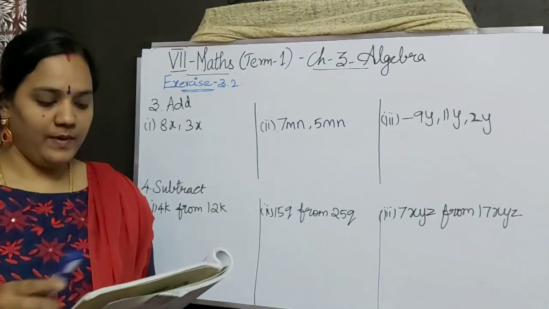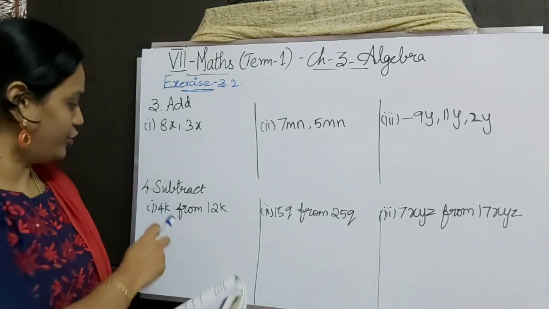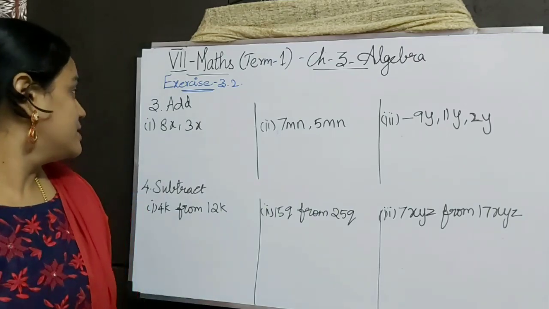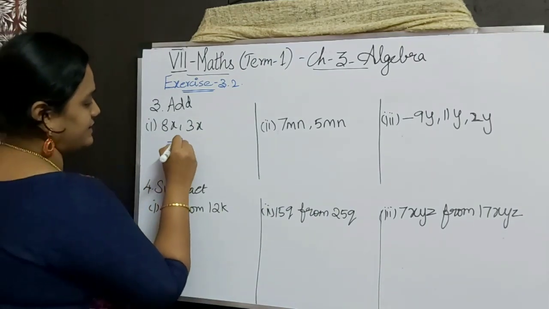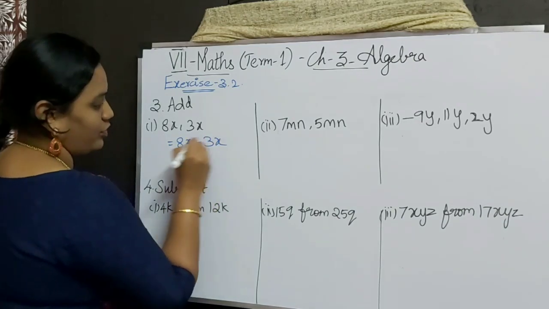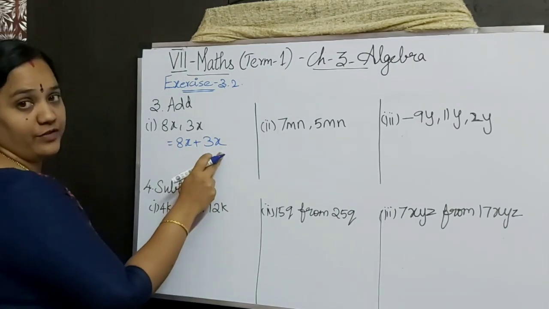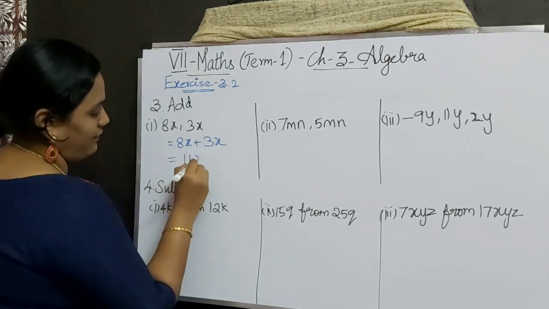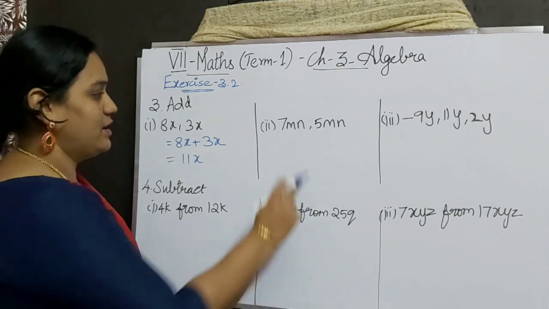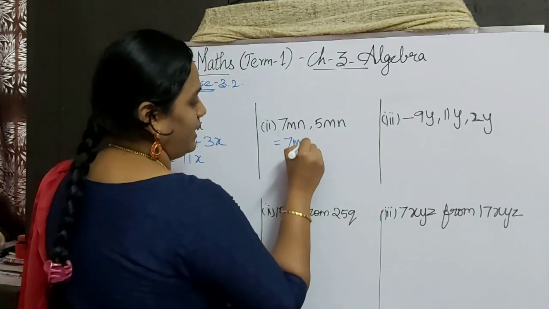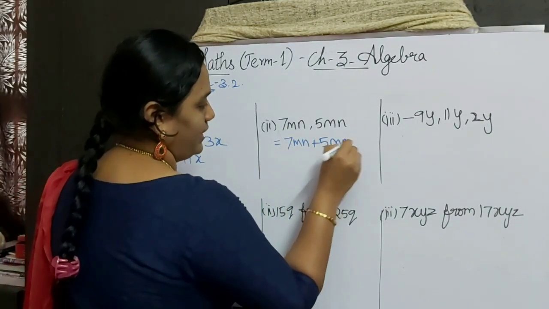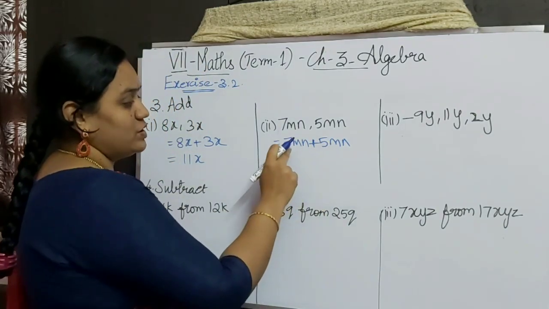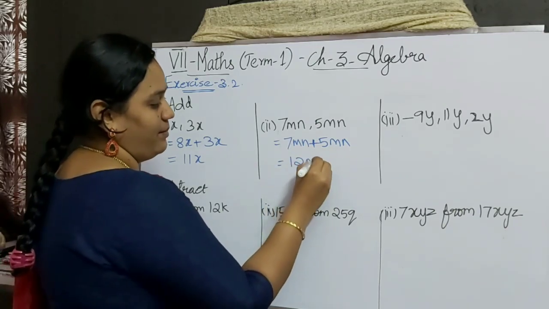In the third problem, add, they have given 3 options, and in the fourth problem they have given subtract, 3 options. Okay, shall we do it now? So add, so 8x plus 3x. Both are like terms. So we have to add the coefficients. So 8 plus 3 is 11x. That is your answer. So here we have to add 7mn plus 5mn, right? So the coefficients are 7 and 5. So 7 plus 5 is 12mn.